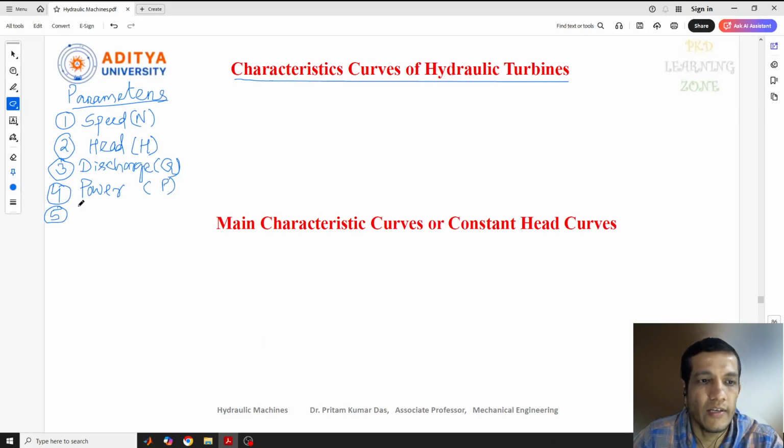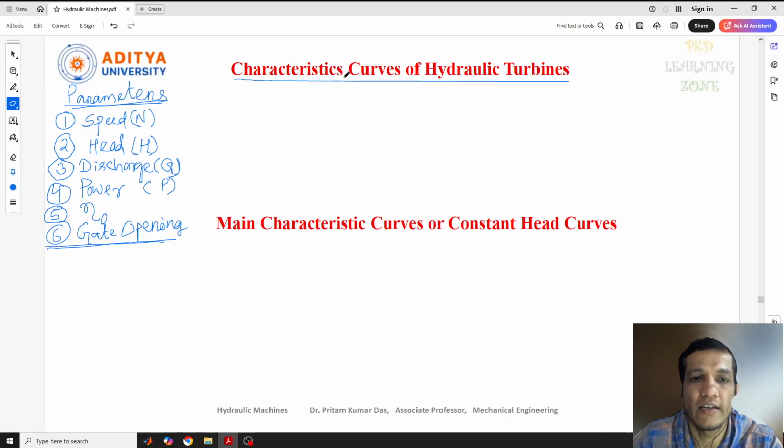The fifth one is efficiency. In the efficiency, we need to consider the overall efficiency of the turbine. And the sixth one is the gate opening, or we can say the valve opening of the turbine. So these are the 6 parameters which are taken into consideration while drawing the characteristics curves.